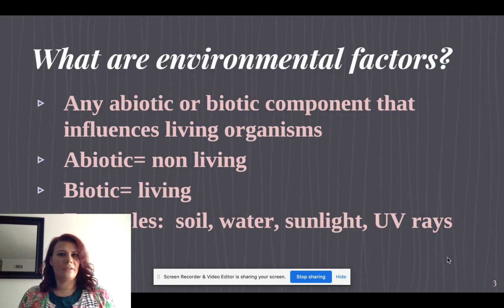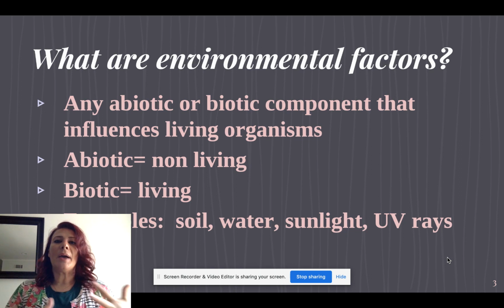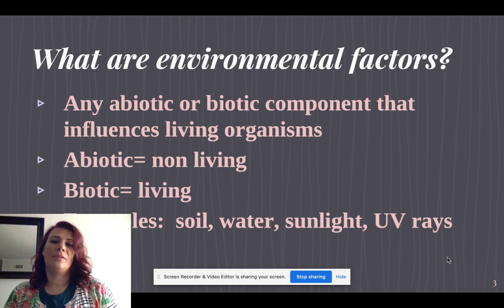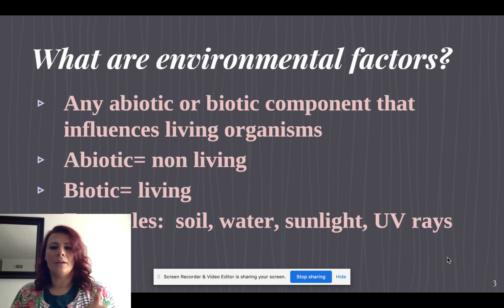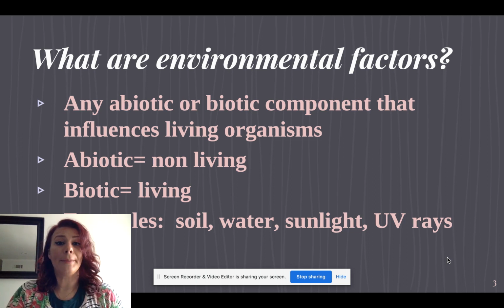So what's an environmental factor? Anything biotic or abiotic that's going to influence a living organism. So remember, biotic is something that is living, abiotic is something non-living. So I gave examples of soil, water, sunlight, UV rays. Those are all abiotic because they're not living. If I were to talk about plants, that would be a living or biotic factor, or other organisms would be a living or biotic factor as well.